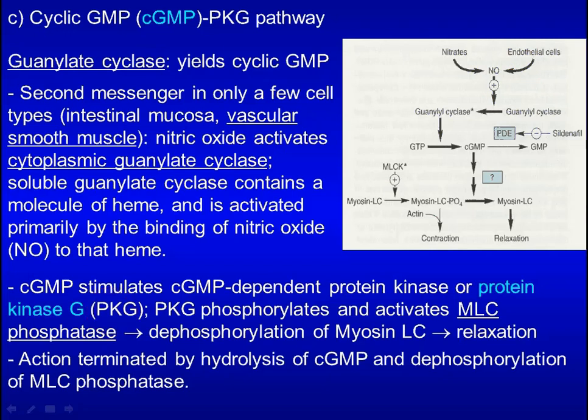Protein kinase G phosphorylates and activates myosin light chain phosphatase. Dephosphorylation of myosin light chains leads to relaxation of smooth muscle. This action is terminated by hydrolysis of cyclic GMP and dephosphorylation of myosin light chain phosphatase.